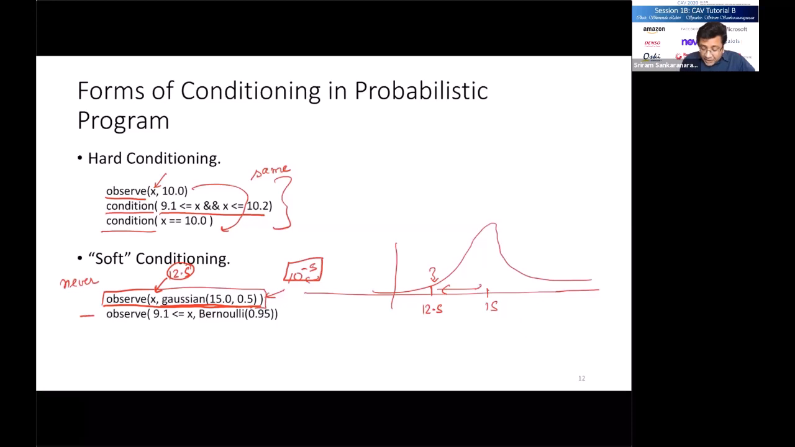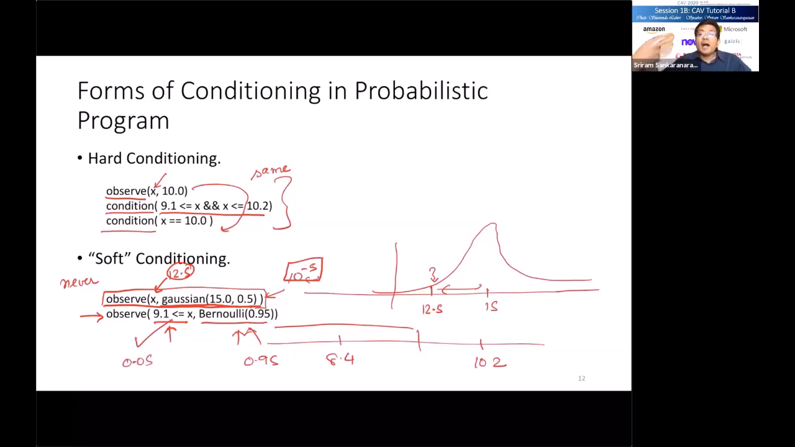Another kind of soft conditioning is I can observe some condition 9.1 less than or equal to x under a Bernoulli distribution. What this means is if x was like 8.4, which means it passes this condition, then I proceed and I say the probability of proceeding is 0.95. On the other hand, if it were, let's say 10.2, then I proceed, but with a probability of 0.05. And I just augment the probability of the path that I'm going to be executing with these numbers. All right, and I will get to that in a second.